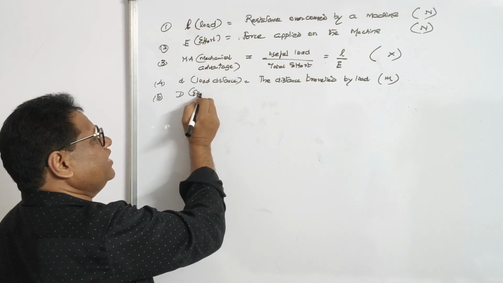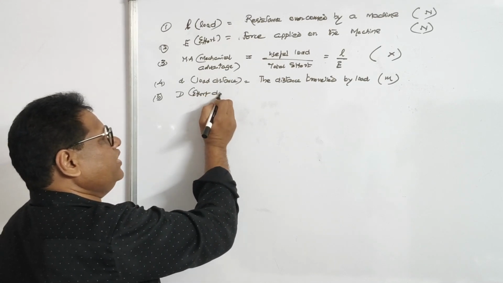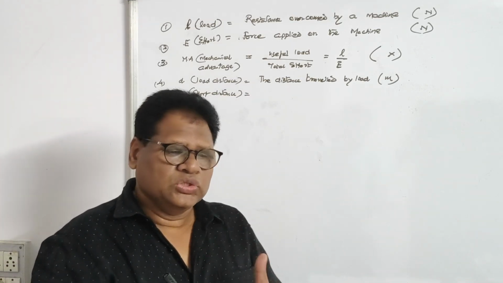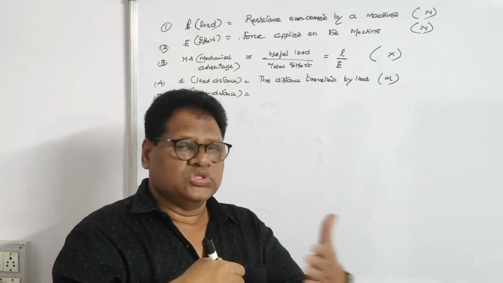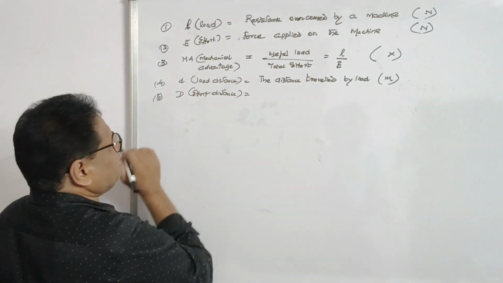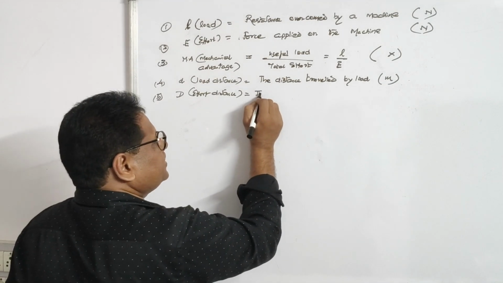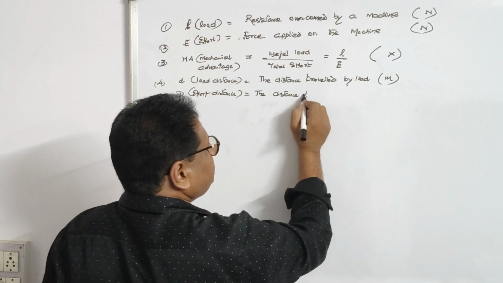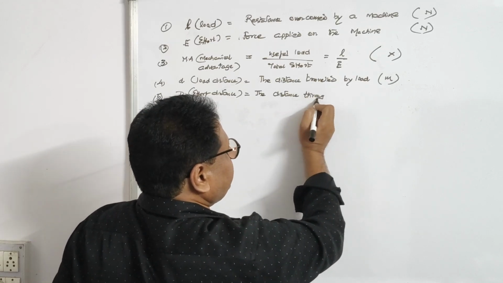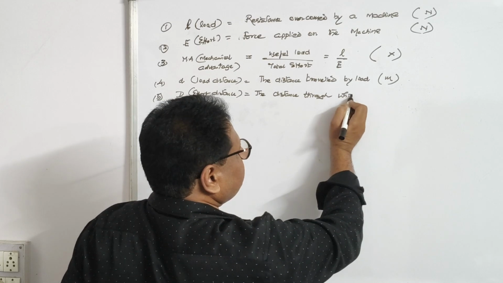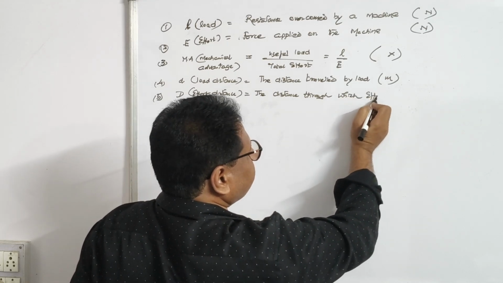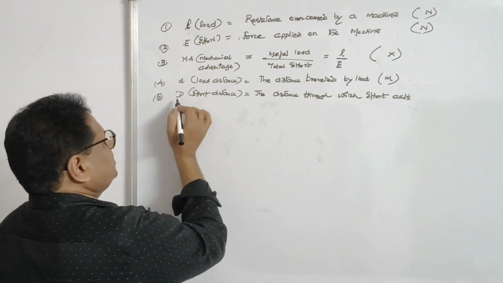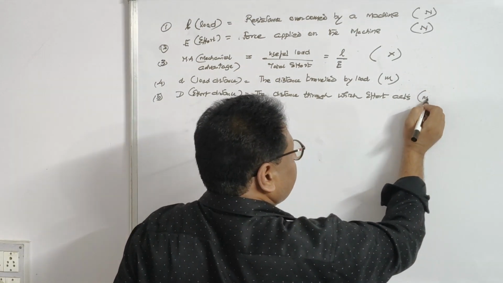Fifth, we have the capital D. This is called the effort distance. That means when you're putting effort on the machine through some distance, you're doing work. So what is that effort distance? This is capital D, the distance through which effort acts. Because this is distance, it is also measured in meters.